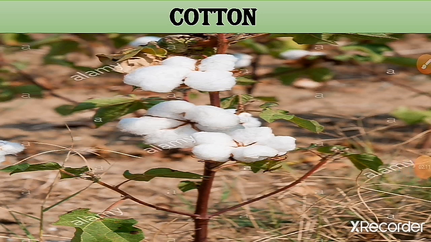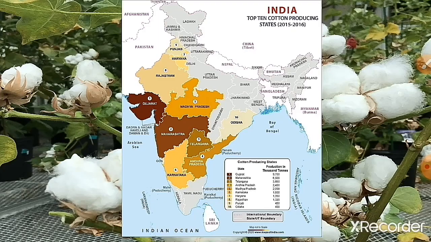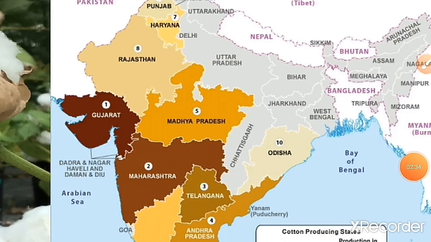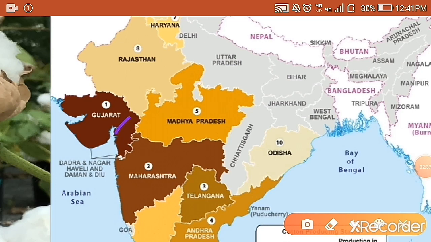Next, cotton. Cotton is the most important cash crop of India. It provides raw material to the largest industry of India. About 79% of the total area and production in the country were contributed by 4 states. They are Gujarat, Maharashtra, Andhra Pradesh, and Punjab.